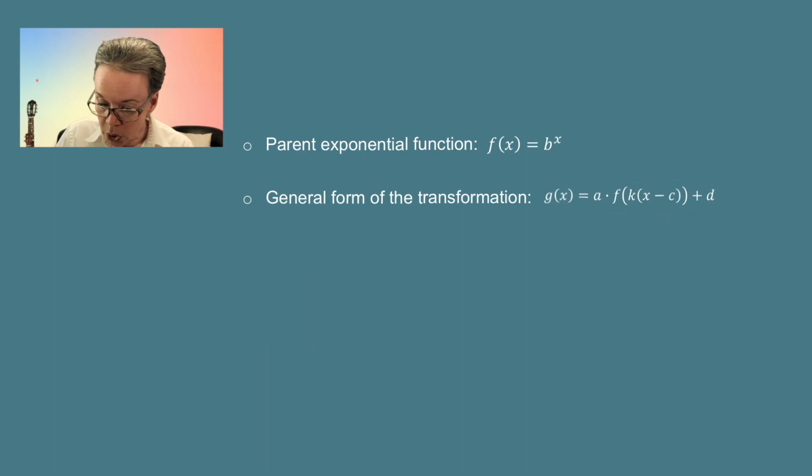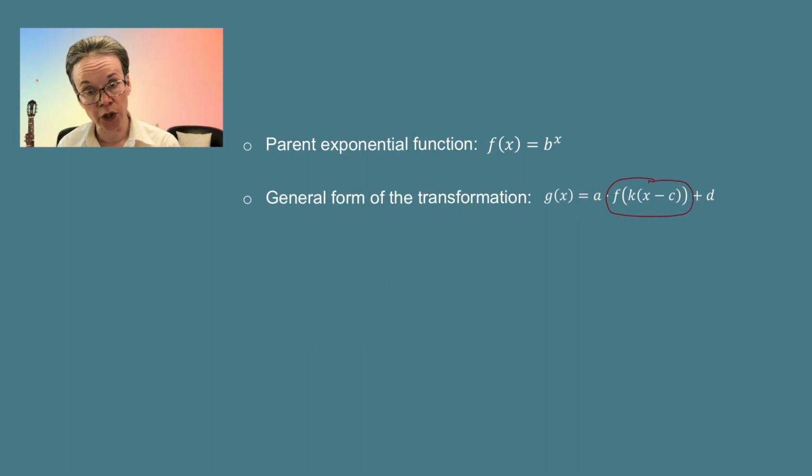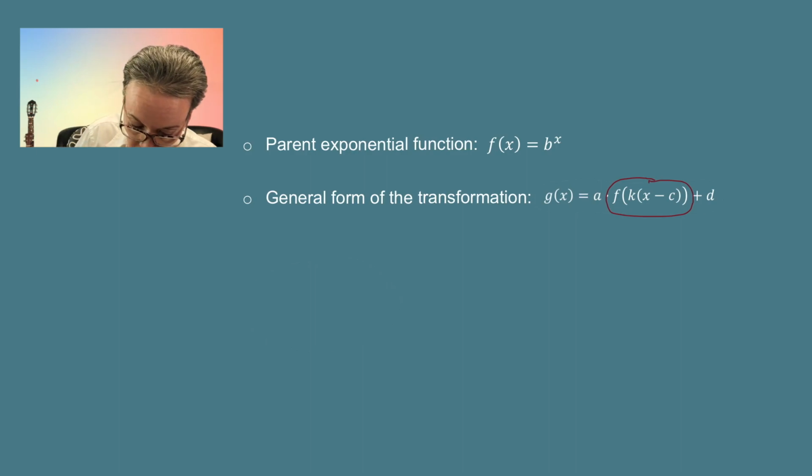So to start, we're going to focus on this part right here. Let me actually circle that. I'm going to circle that in red. This is the part that we're going to focus on first. I'm going to go ahead and write it here. Right here, we have f of k, x minus c.